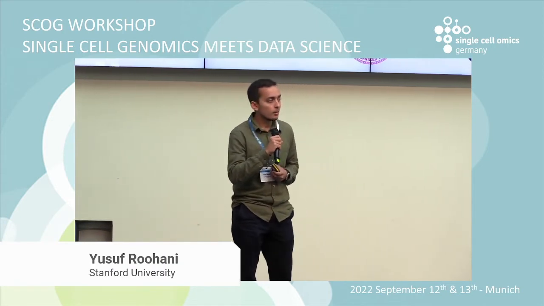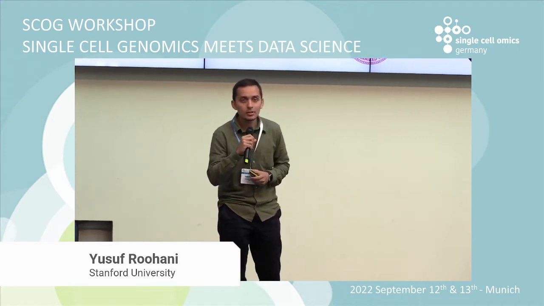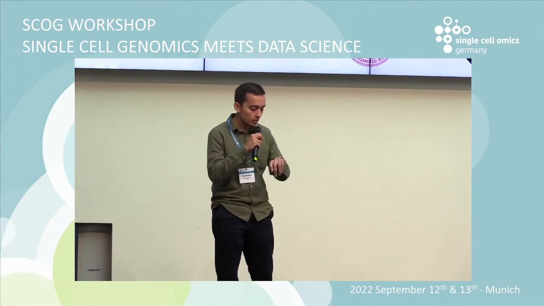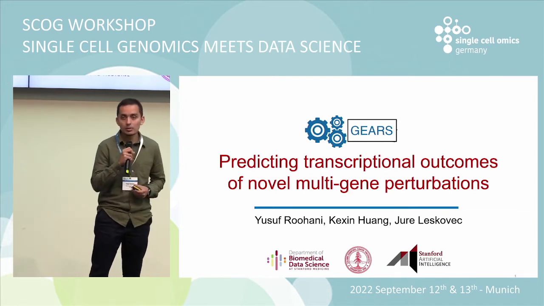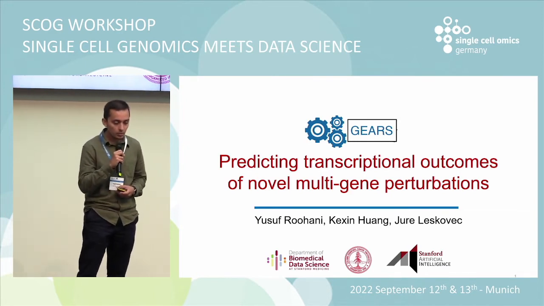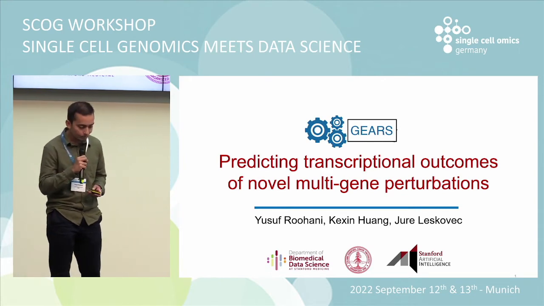So my name is Yusuf Roohani. I'm a PhD student, and I'm excited to talk to you about our work trying to predict novel multi-gene perturbation outcomes using transcriptional data. This is joint work with Kashin Huang and Yuri Leskovich.